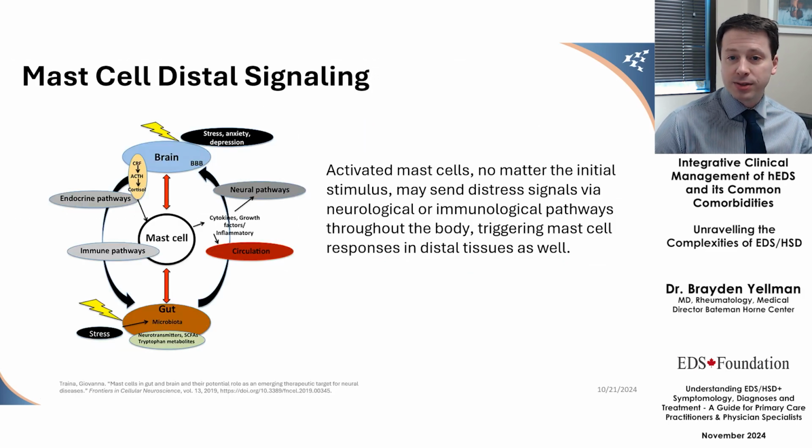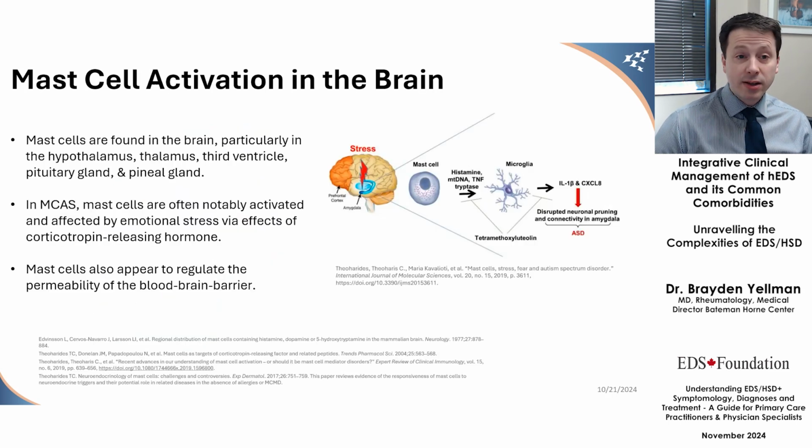And in fact, activated mast cells, no matter where the initial stimulus is present, may send distress signals via neurological or immunological pathways throughout the body, triggering mast cell responses in distal tissues as well. Mast cells are found in the brain, particularly in the hypothalamus, thalamus, third ventricle, pituitary, and pineal glands. In mast cell activation syndrome, these mast cells are notably activated and affected by emotional stress via the effects of corticotrophin-releasing hormone. Mast cells also appear to regulate the permeability of the blood-brain barrier.